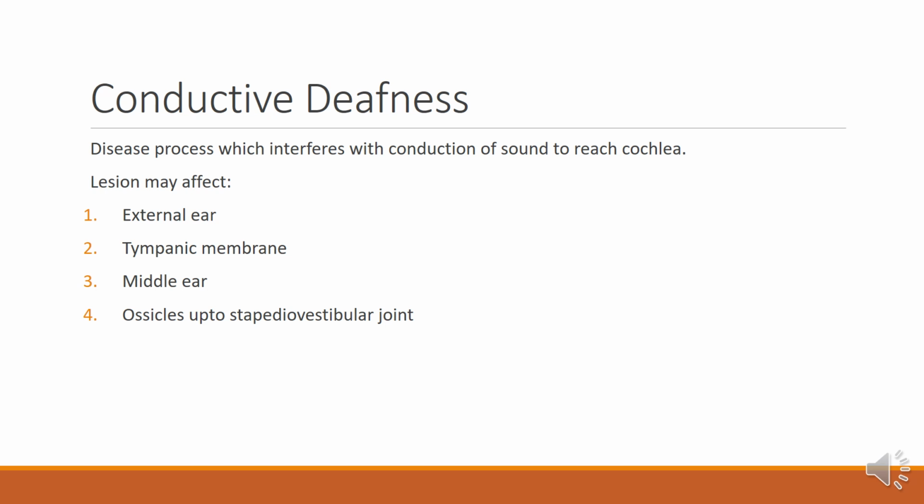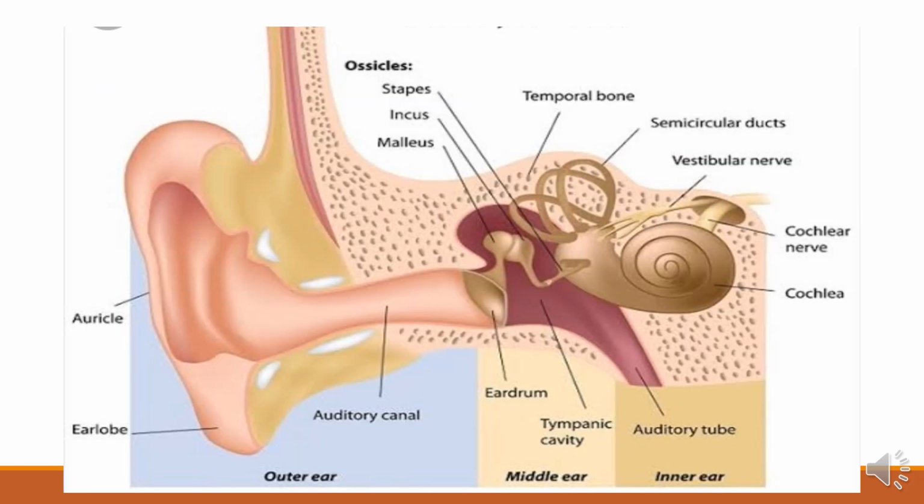This is the conduction pathway. So a lesion may affect the external ear, tympanic membrane, middle ear, up to the stapediovestibular joint, up to the oval window. Here, this is the pinna, external auditory canal, tympanic membrane. These are the ossicles in the middle ear, and up to this part, the footplate of the stapes. Any lesion which affects this much part will cause conductive deafness.